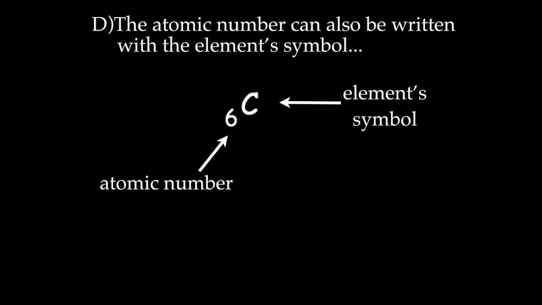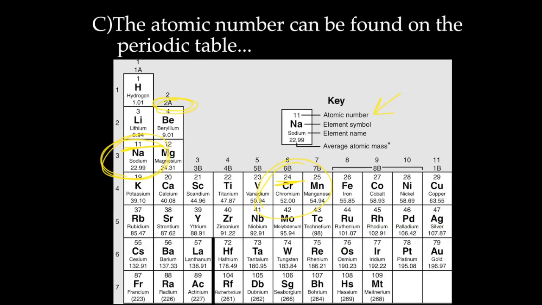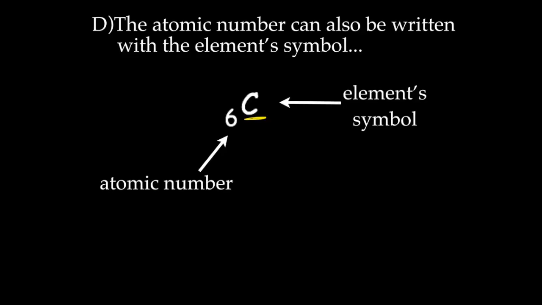Okay. The atomic number can also be written with the element symbol. Okay, so what you have here is the element symbol, and this one right here is carbon, and written down below it and to the left is the number 6. The atomic number for carbon is 6.